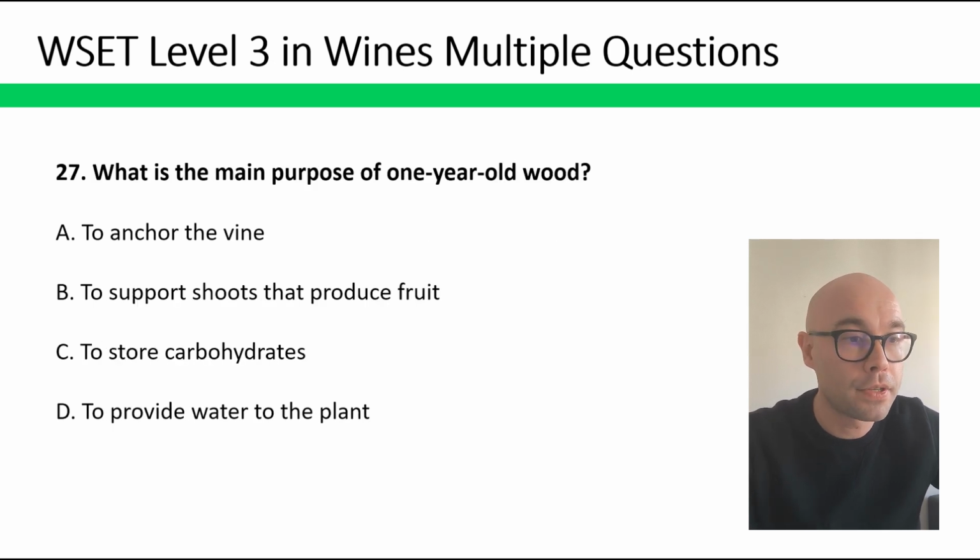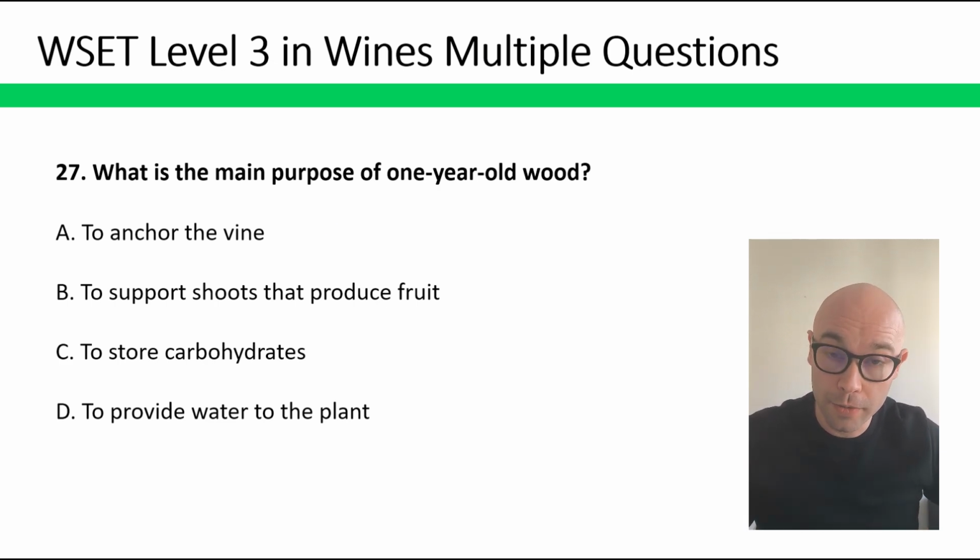What is the main purpose of 1-year-old wood? To anchor the vine, to support shoots that produce fruit, to store carbohydrates, to provide water to the plant. So the correct answer is B, to support shoots that produce fruit.